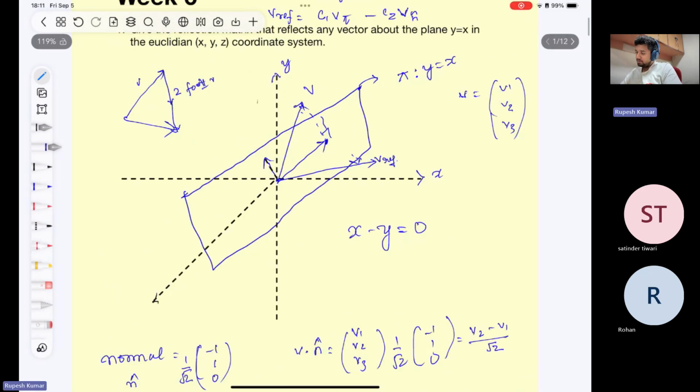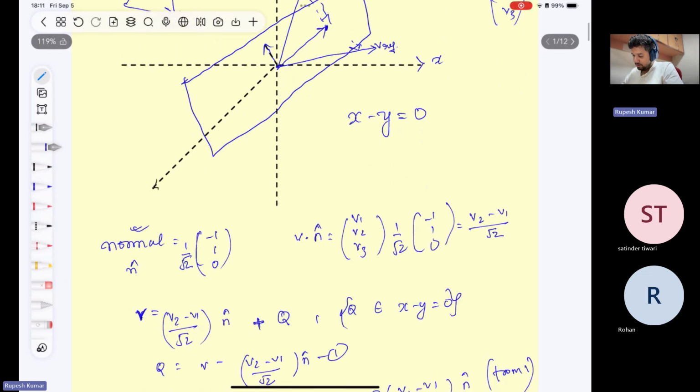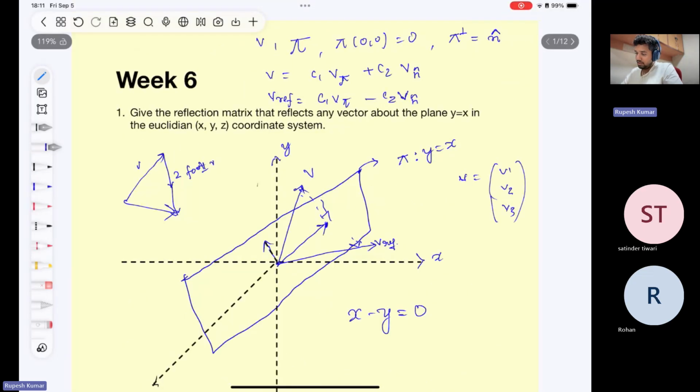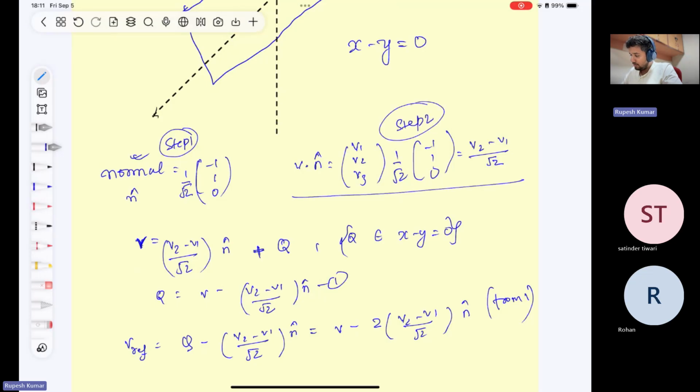So now our plane is given, so we can always figure out the normal vector. The unit normal vector is 1 by root 2 times (minus 1, 1). We have already written this here, right? So this is our normal vector. And how do we compute v's projection on n cap? It is simply v dot n cap, right? So it will be (v2 minus v1) by root 2. So this is step 2, and this was step 1.